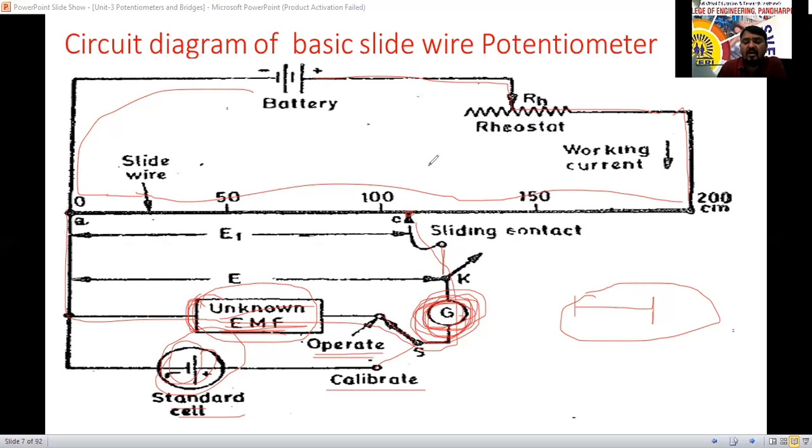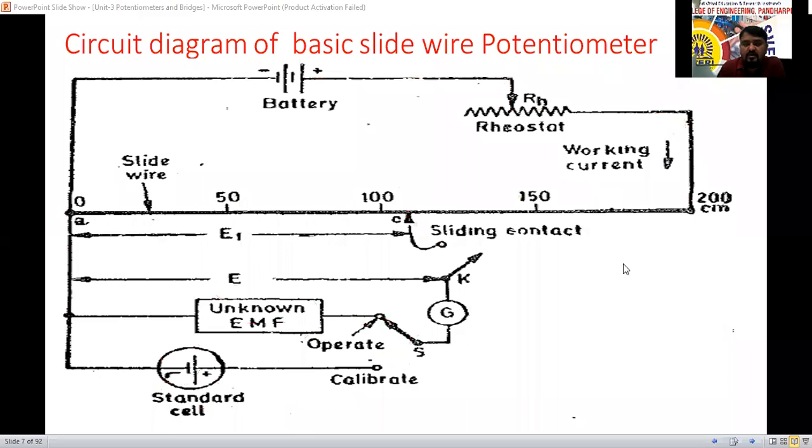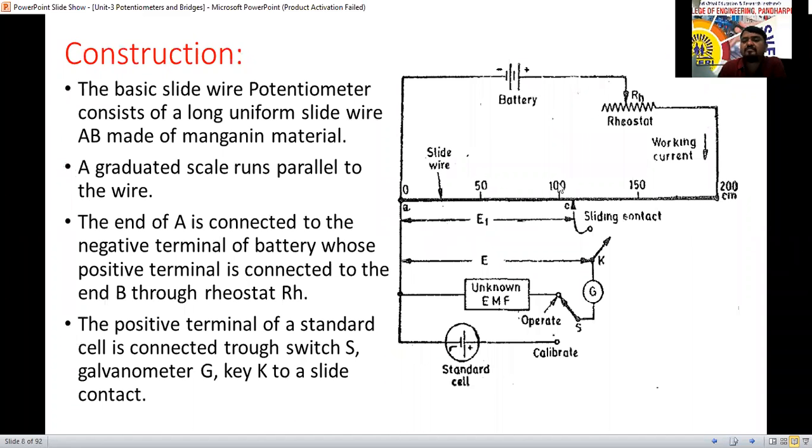I have just told you construction and working, both mixed together, so one by one we'll discuss. See, this is the construction of the slide wire potentiometer, which is a DC potentiometer. This potentiometer consists of a long uniform wire, that is, a wire of uniform cross-sectional area, made from manganin material. This thick dark line that is visible is the wire we are going to consider.